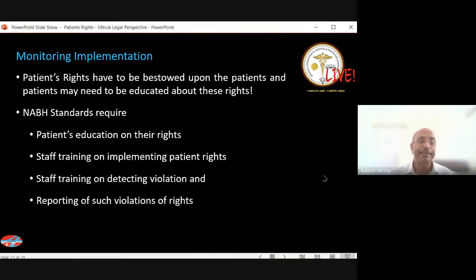So the NABH standards require that patient education be carried out about their rights, and that the staff be trained for implementing the patient's rights in their day-to-day work. The staff needs to be trained on detecting the violation. A lot of times this is something that is found wanting. So we need to train our people. Firstly, we need to understand ourselves what the right is, and in what manner this particular right is implemented.